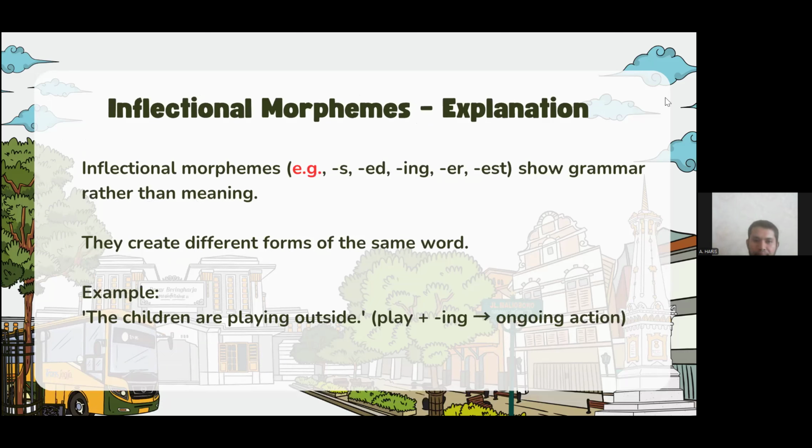Okay, the next slide. Still explaining about inflectional morphemes. Examples: s, ed, ing, er. So grammar rather than meaning. For example, the children are playing outside. Play plus ing, ongoing action.